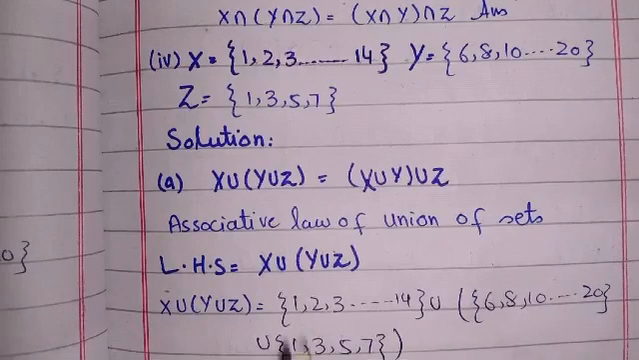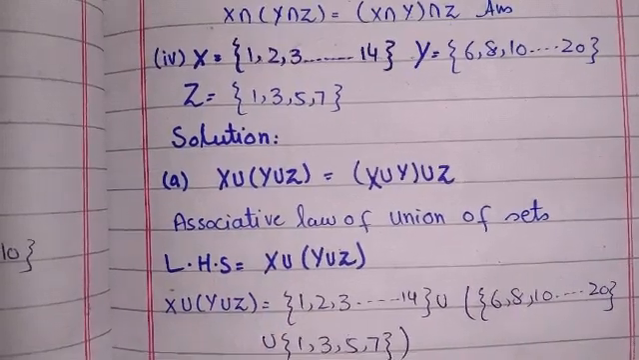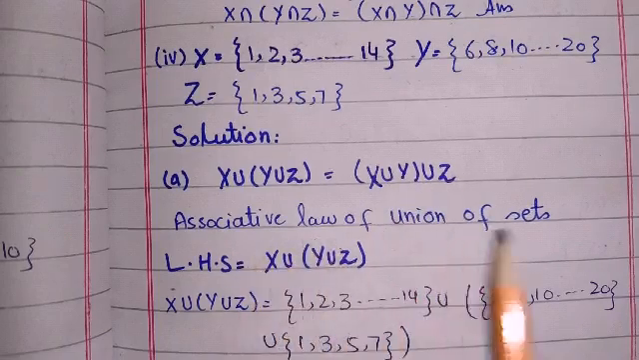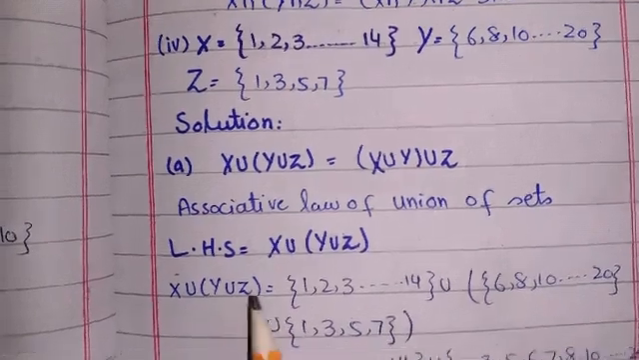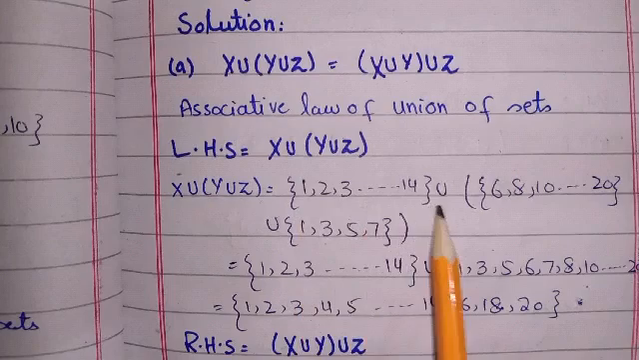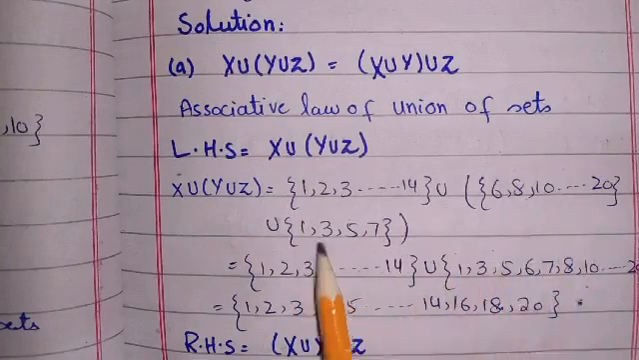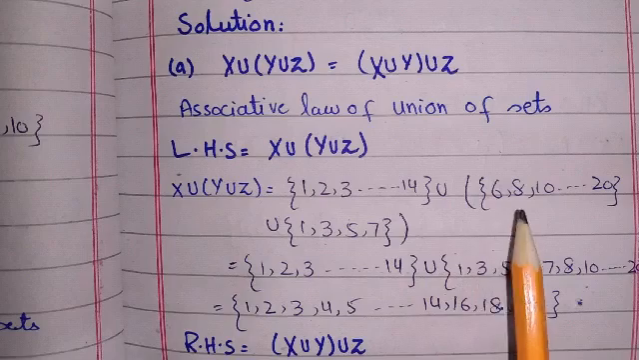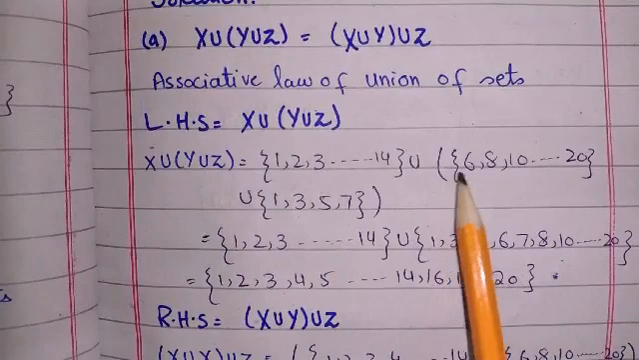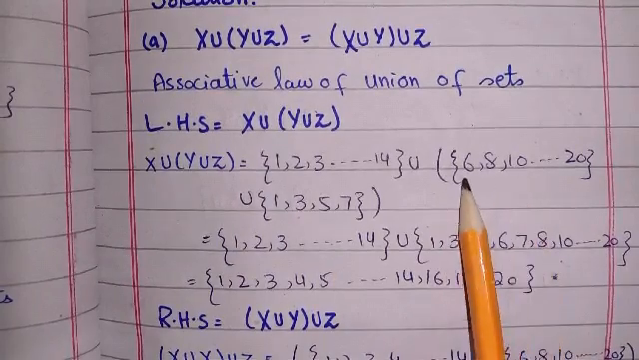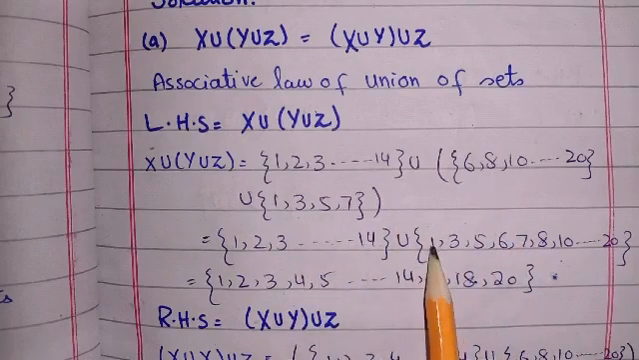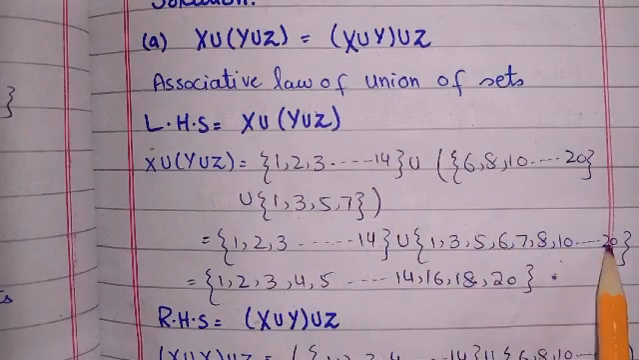Here is our first requirement, which is x union (y union z) is equal to (x union y) union z. This is our associative law of union of sets. Now students, we will solve our left hand side first, which is x union (y union z). We will write the x set, then union, then within brackets we will write the y set and z set. Now we will find the union of the y set and z set first. As you can see, in the y set we have 6, 8, 10, all the even numbers from 6 to 20, and in the z set we have 1, 3, 5, 7. When we find their union, we get 1, 3, 5, 6, 7, 8, 10 up to 20.